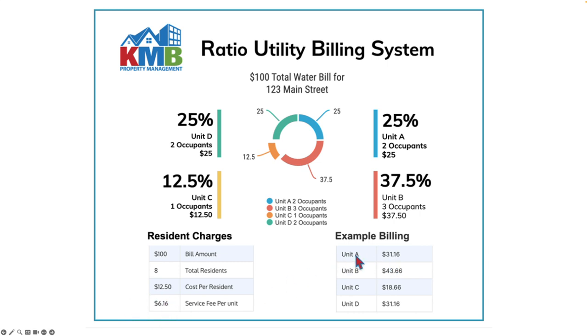So Unit A's total bill is that $25 plus $6.16, which is $31.16. Unit B, again, $37.50 plus $6.16 is $43.66. Unit C is $12.50 plus $6.16, that's $18.66. And Unit D, just like Unit A.